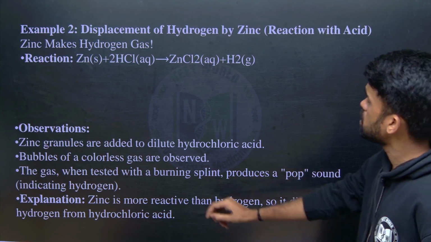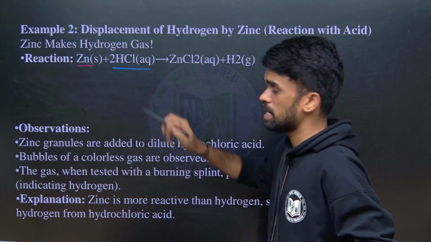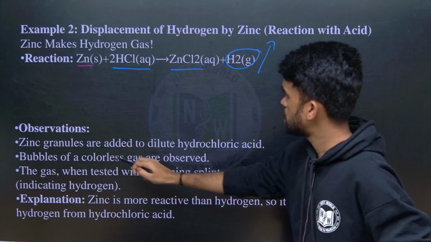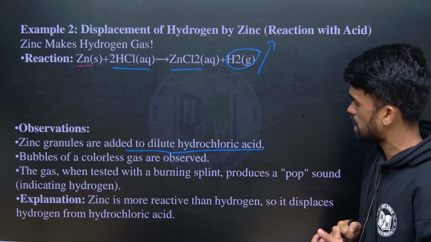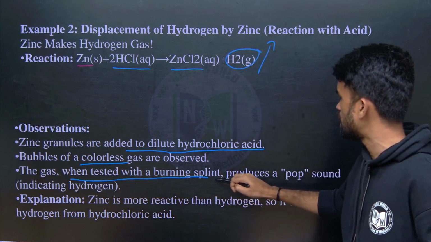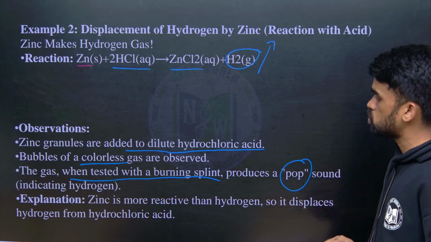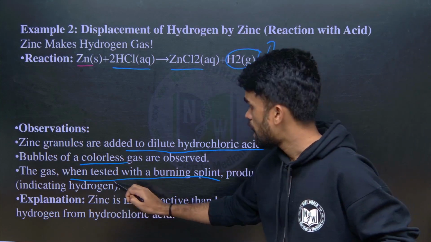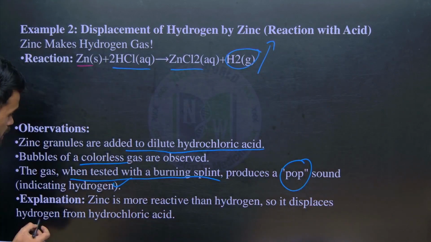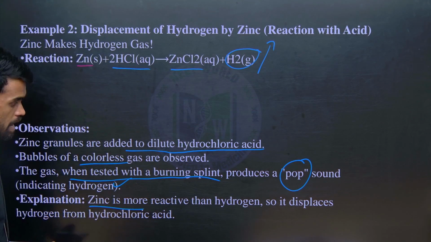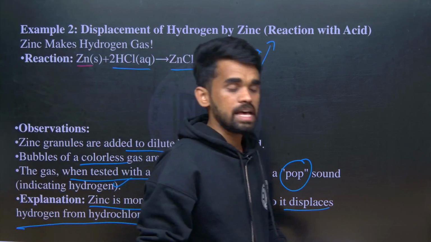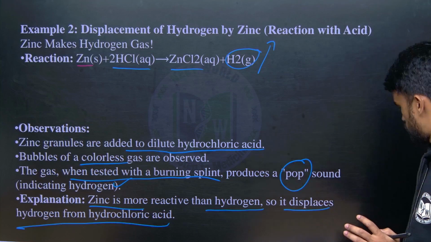So whenever we keep zinc in an acid like HCl, it forms ZnCl2 and H2 gas is liberated. Zinc granules are added to dilute hydrochloric acid, and bubbles of colorless gas are observed. When tested with a burning splint, the gas produces a pop sound. This indicates that hydrogen gas is evolved during this process. Why is it? The reason is that zinc is more reactive than hydrogen, so it displaces hydrogen from hydrochloric acid. I hope it is clear.